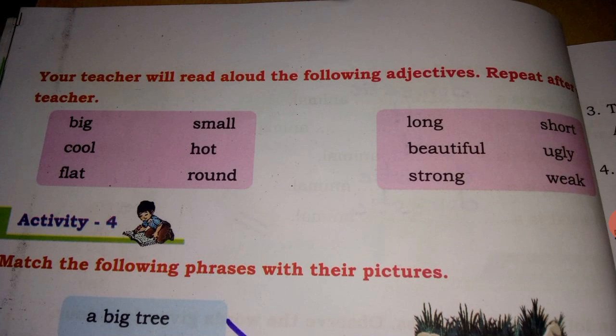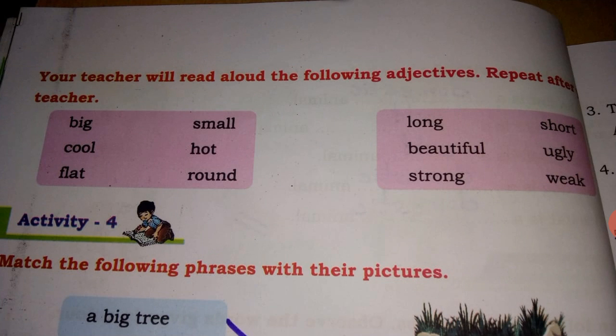Your teacher will read aloud the following adjectives. Repeat after your teacher. So children, I am going to tell you some adjectives. You repeat after me. Big, small, cool, hot, flat, round, long, short, beautiful, ugly, strong, weak. So these are all the describing words, which are also known as adjectives. All of you learn these adjectives and learn the spellings of these words.